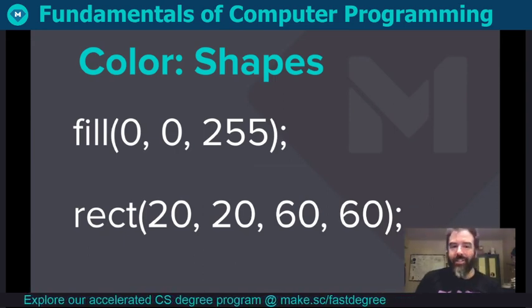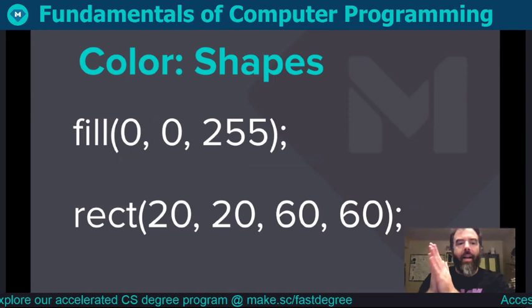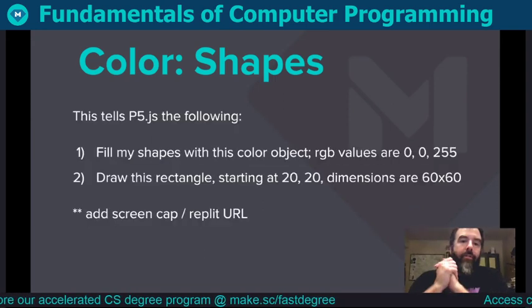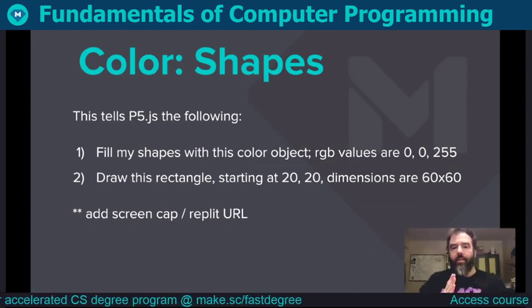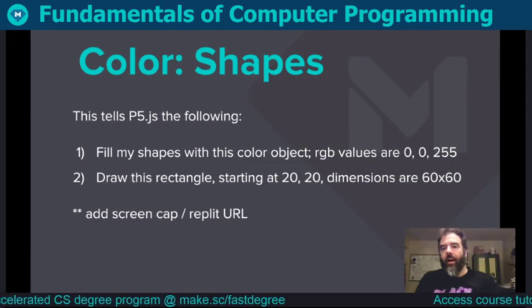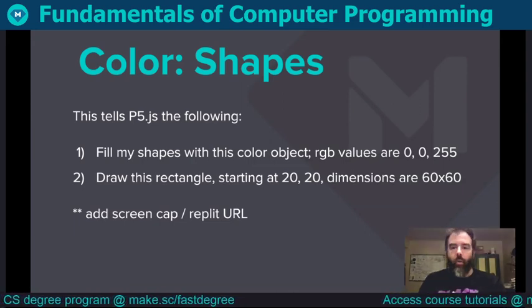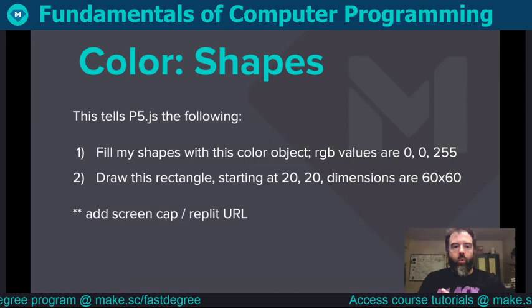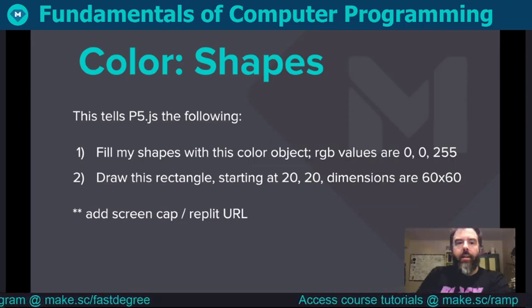Nothing wrong with rectangles. So what this command did is these 2 statements on 2 lines, I'm telling p5.js, I want my shapes filled with this color object. It has these red, green, and blue values, which are 0, 0, and 255 respectively. And then I want you to draw this rectangle starting at 20, 20, which are XY coordinates, and its dimensions are 60 by 60. And when it draws this rectangle, it will look for the last time you call the fill command and any other stroke commands related to it, and it will do the thing. In this case, fill it with that color.